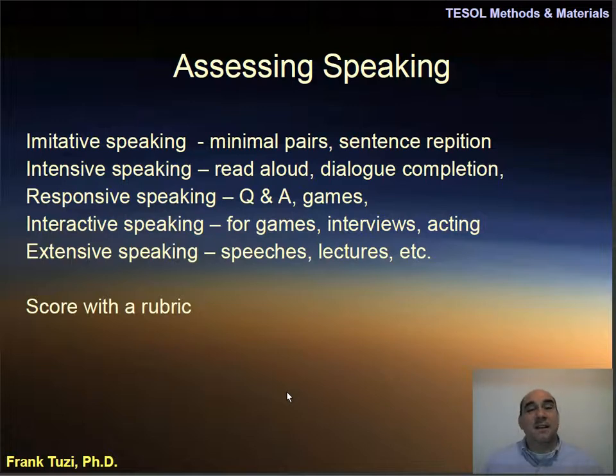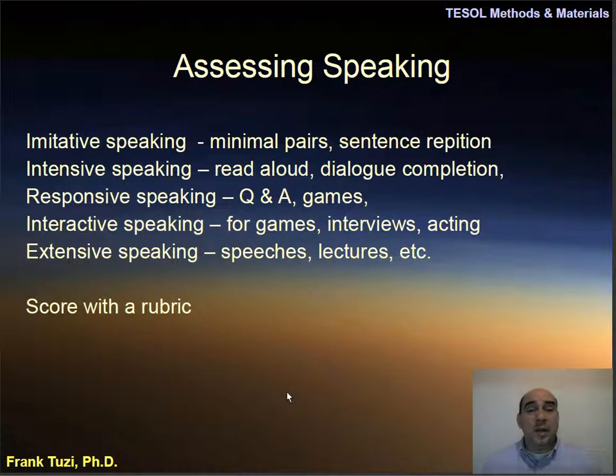Intensive speaking, for example, doing read-alouds, doing dialogue completions, readers theater, acting, that kind of thing you can do as well. There's responsive speaking, question and answer type of things, games, there's interaction that's going on. Interactive speaking for games, for interviews, for acting. Extensive speaking, things like speeches and lectures, where you can have them practice.